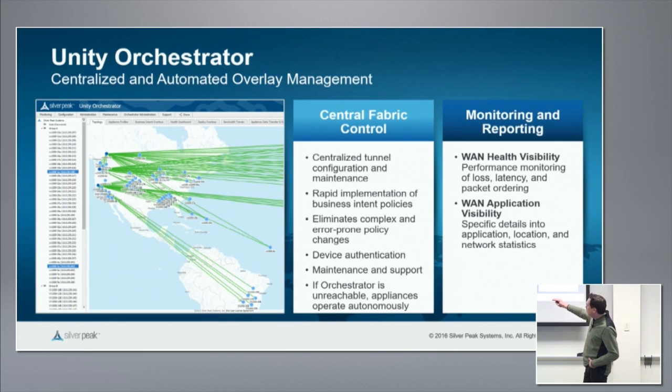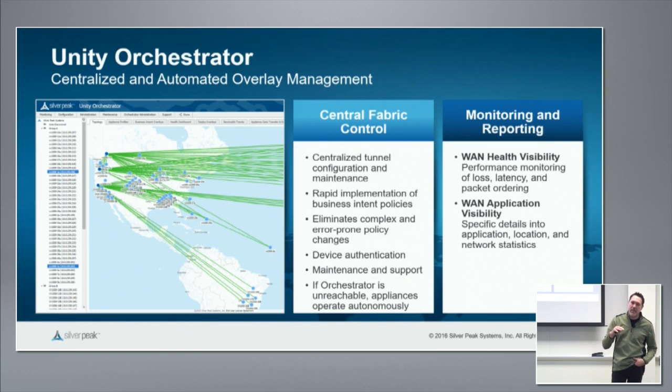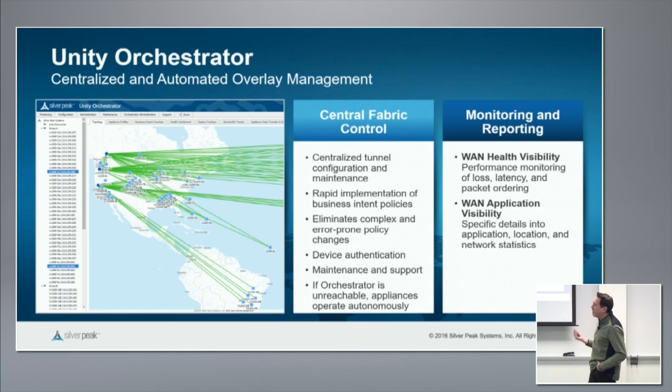And one of the key points here on the bottom of the slide is that while orchestrator is responsible for ensuring business intent policies and ensuring that the network's in compliance, the orchestrator is not in the data path. So should the orchestrator become unreachable, the network still functions and everything still works. And that's a very, very key design decision we made early on. In addition to centralized fabric control, of course, it's giving you visibility into your wide area network health and visibility into all your applications, not only traditional on-prem data center applications, but also cloud applications.